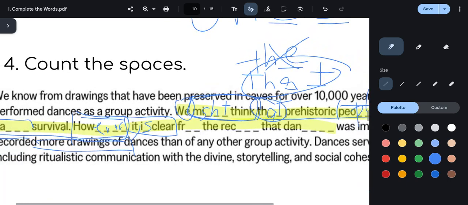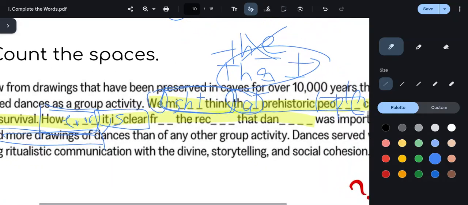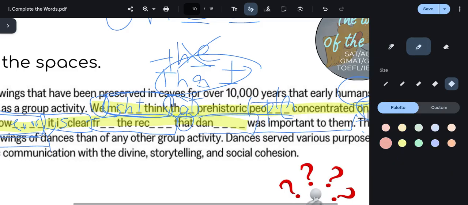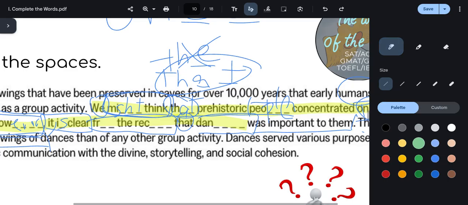Now, here, if we're going to continue with the idea, I can spend more and more time over-explaining how each blank works, but I think this is clear for us. So it is clear something, something, that something, something was important to them. Now, which word has been repeating over and over that begins with "dan"? Well, yes, dancing, dance or dancing. Does it put "dance"?